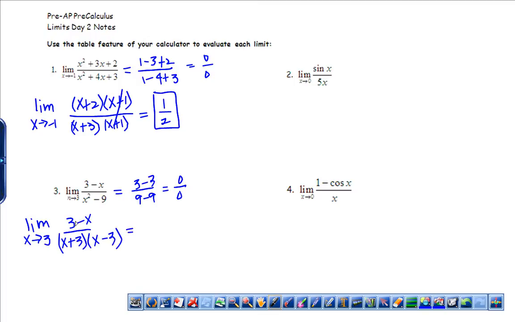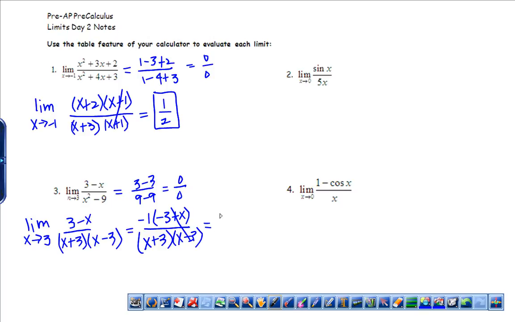Okay, these look very similar, this top and this bottom. So what I'm going to do is factor out a -1, and this gives me a -3 plus x over an x plus 3 and an x minus 3. Now this parenthesis and this one are exactly the same. They're just written in opposite order, so these cancel out. That's what 0 over 0 tells me.